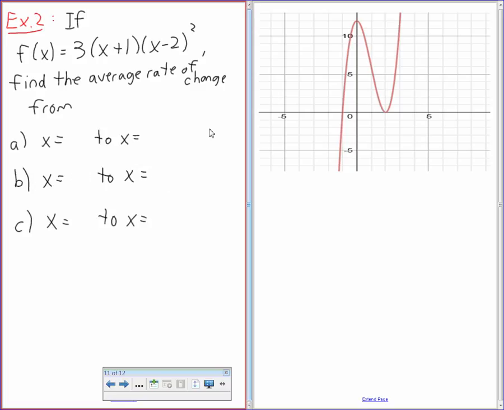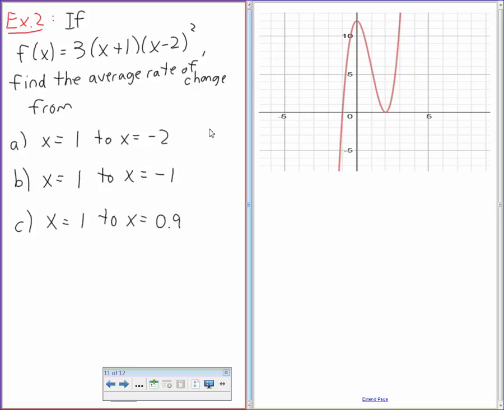I just don't stress it. So I'm going to go from 1 to negative 2 still. I'm going to go from 1 to negative 1. I'm going to go from 1 to 0.9. Okay, so I'm going to use 1 as the key instead of negative 2 as the key. Now let's talk about from 1 to negative 2.